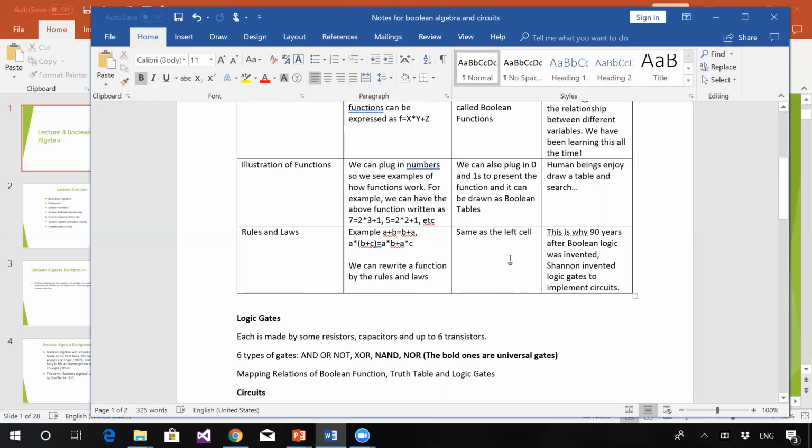And actually, Boolean algebra has rules and laws that enable a complex formula to be written in other forms. We consider that one reason why later on, actually 90 years ago, Claude Shannon invented logic gates, which are electronic parts to represent Boolean algebra and eventually implement circuits.